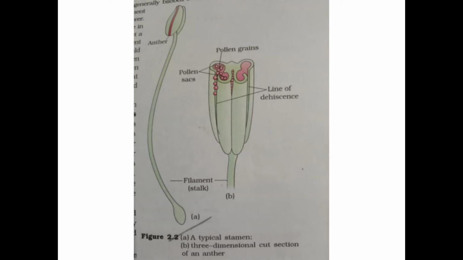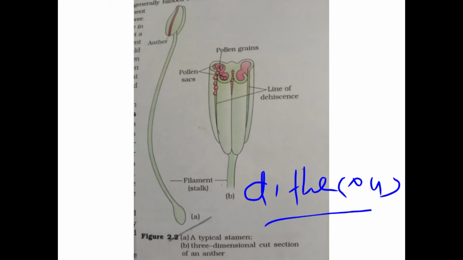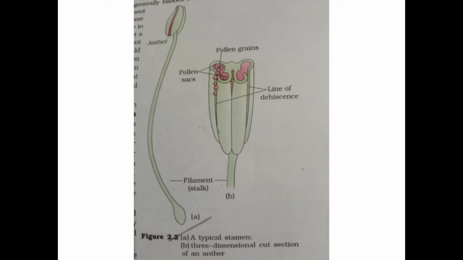Is it clear? An angiosperm anther has two lobes, it is bilobed, and each lobe has two theca. This condition is known as dithecous. The dithecous condition means that two theca are there in each lobe, and then.